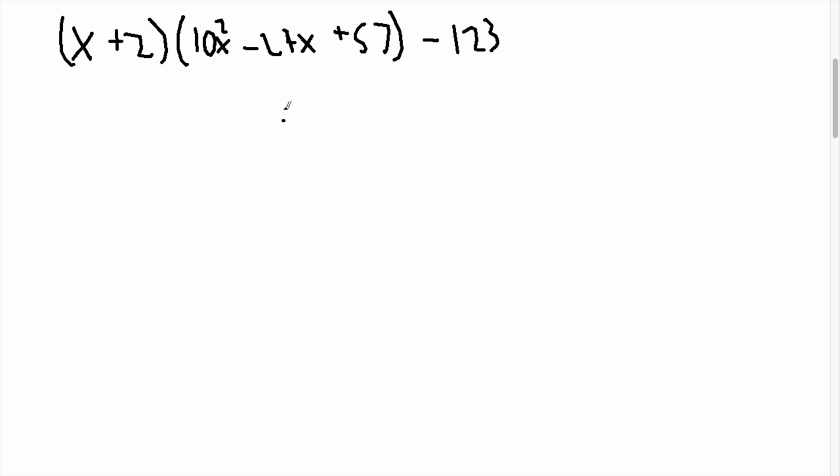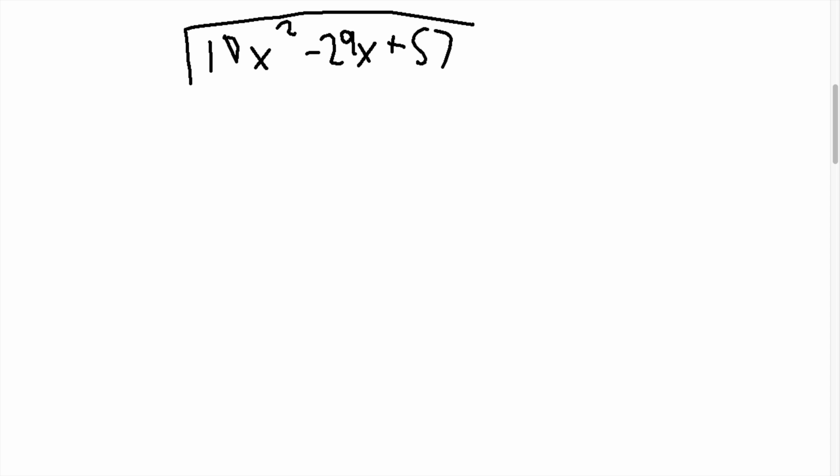But looking at it, you can tell that this part can be expanded even further. So why don't we do that, to make it easier to simplify at the very end. To do that, we will take 10x squared minus 29x plus 57, all divided by x plus 2 once again.